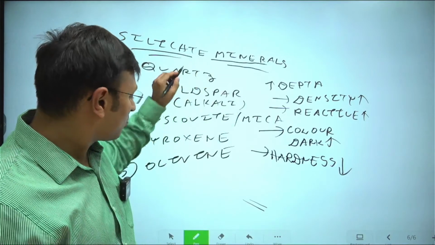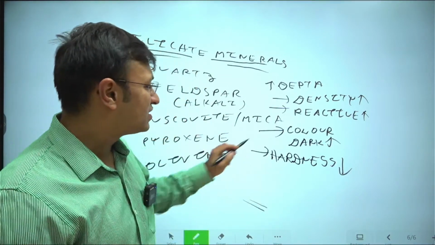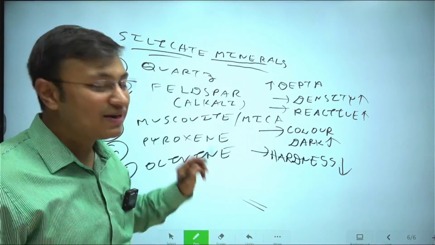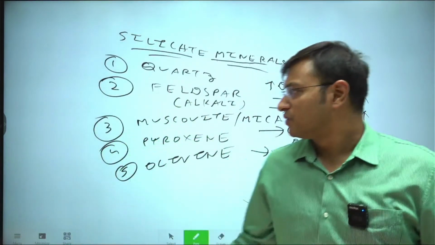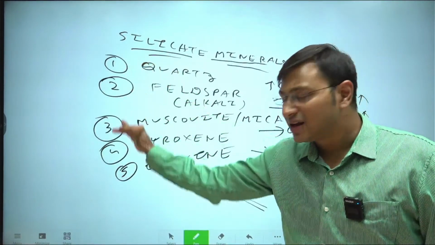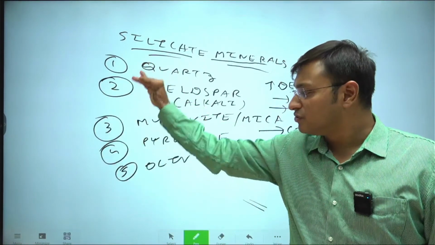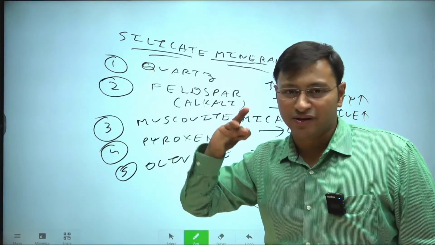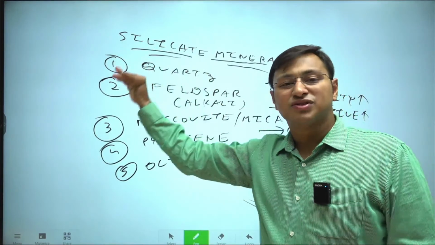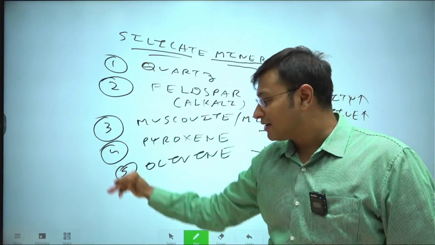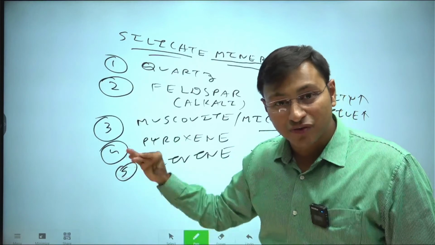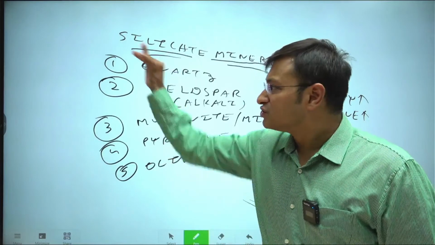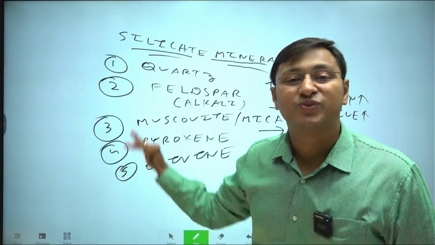The reactivity from quartz to olivine is bound to increase. The darkness from quartz to olivine is bound to increase, whereas the hardness is bound to decrease. So with increasing depth, you will transition from quartz to olivine. The uppermost layers of the crust will dominantly have quartz, but as you move down towards the interiors of the earth's crust, you will predominantly find olivine. So this is the sequence of abundance with depth.